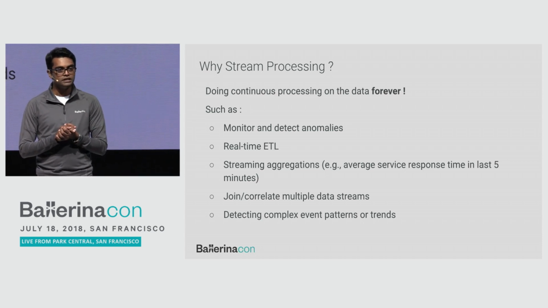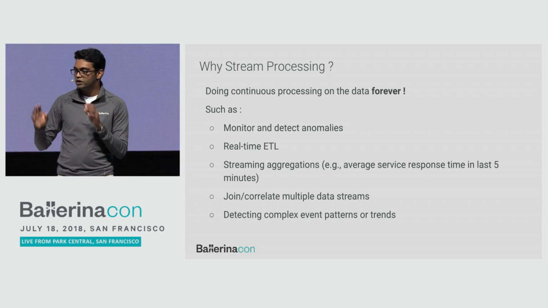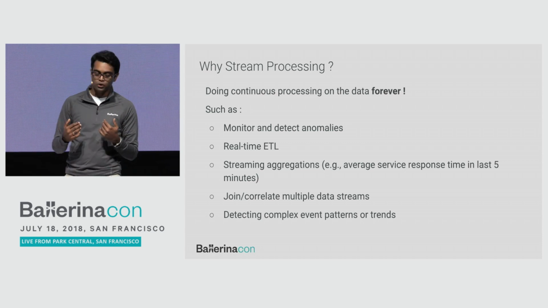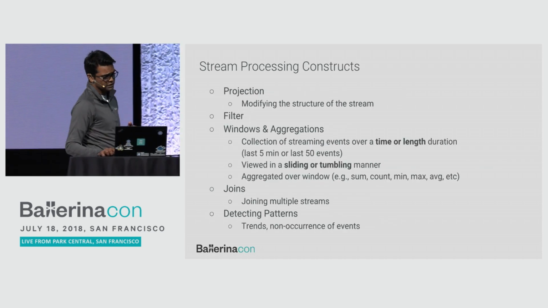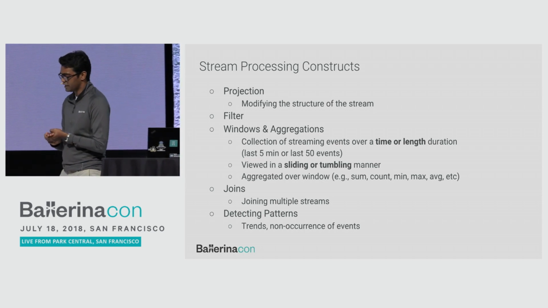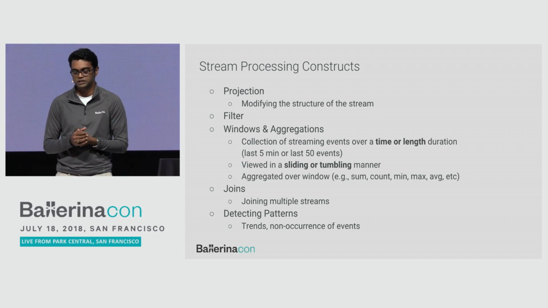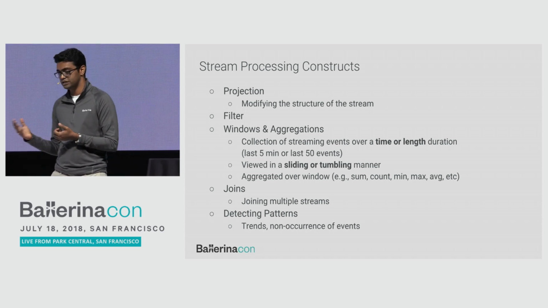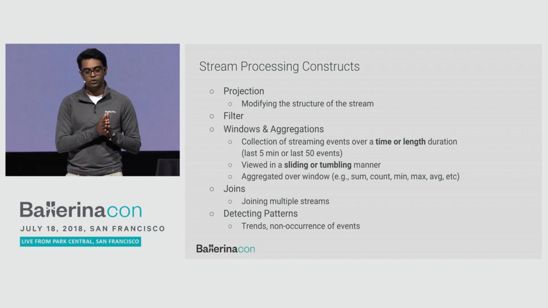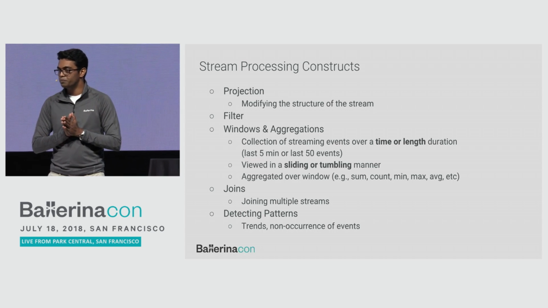So the key point is we have to process data forever. We are going to look at the data that is coming in, and we are continuously processing it. So how can we process that? Some of the key features are projection, where we get the data, do some modification to it, and send it out, which is a simple form. We do some filtering, and we do some windows and aggregations, like we can look at the past 5 minutes or the past 100 events, and do processing.